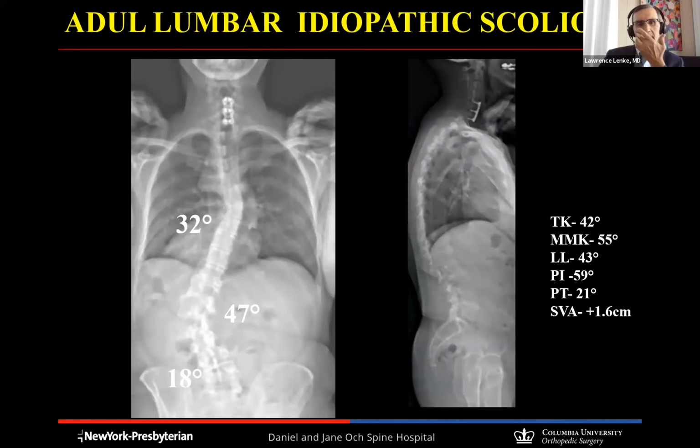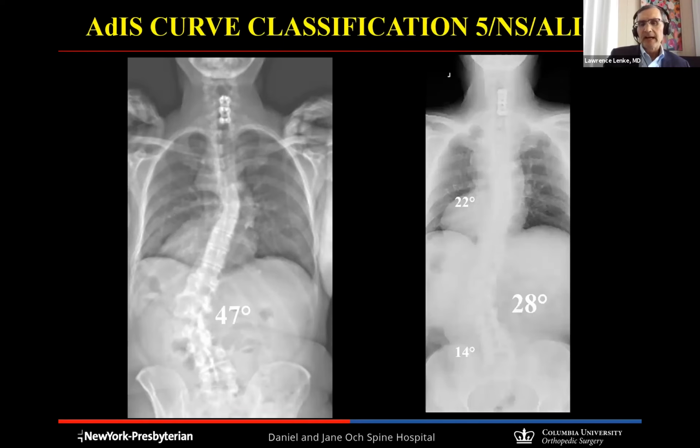So here's a curve that we're going to look at, a typical adult lumbar idiopathic scoliosis curve. Here we see the supine image. You see the major curve is 47 degrees. It doesn't really matter what that supines to, because that's the major curve. That's going to be considered structural. The thoracic curve is 22 degrees above. That's non-structural. And the lumbosacral curve from L4 to sacrum is only 14 degrees, which is also non-structural.